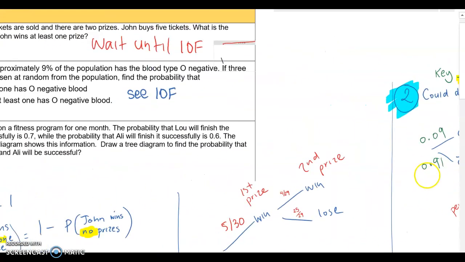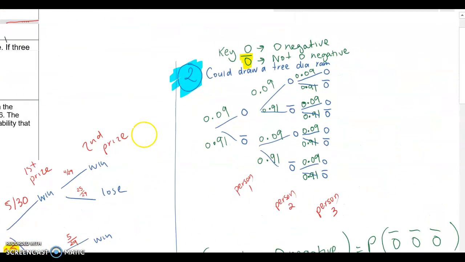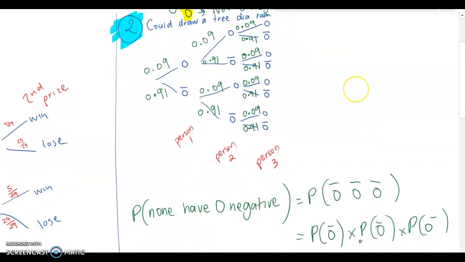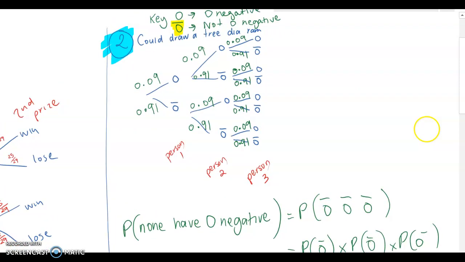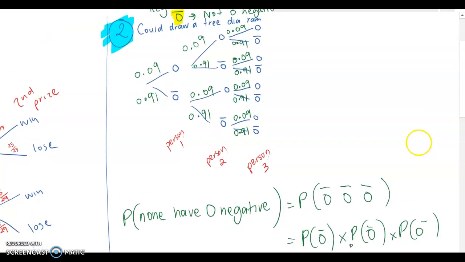Our question said, find the probability that none has O negative blood. So if none have O negative blood, we want the complement of O negative each time. So not O negative, and not O negative. That's the same as the probability of not O negative times the probability of not O negative times the probability of not being O negative. Sorry, I've confused that up there. That's why my key is great at the top. Remembering O with the bar is the complement of it. So yeah, not O negative for each of them.